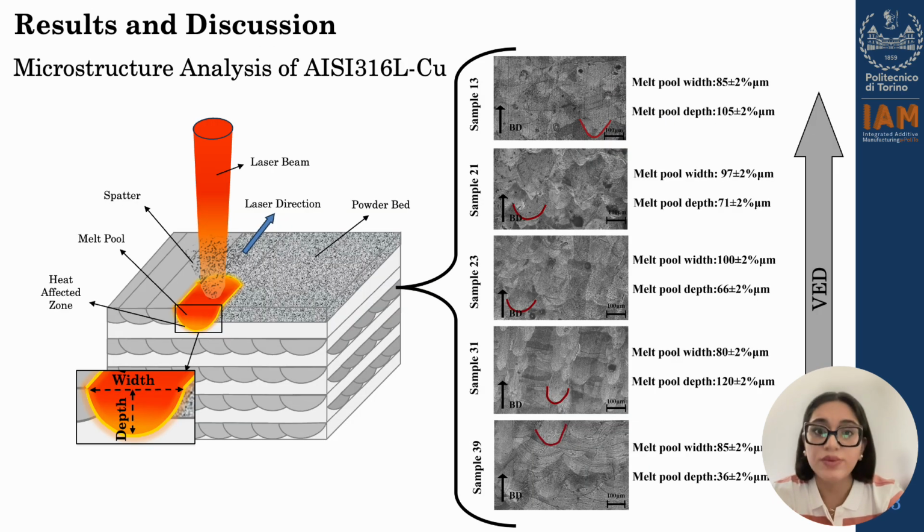Up until now, the machine learning approach is completed, and then in order to link the process parameters and microstructure, we characterized different samples at different volumetric energy densities. And as you can clearly see in these pictures, by increasing volumetric energy density, meaning we have high energy input, we can expect larger melt pools based on the thermophysical properties of this specific alloy.